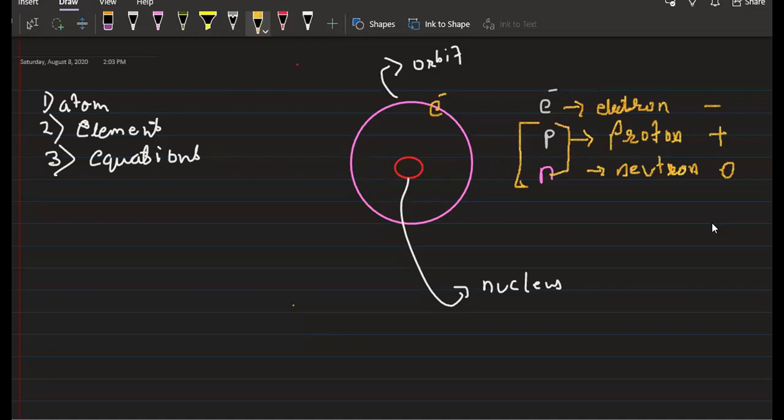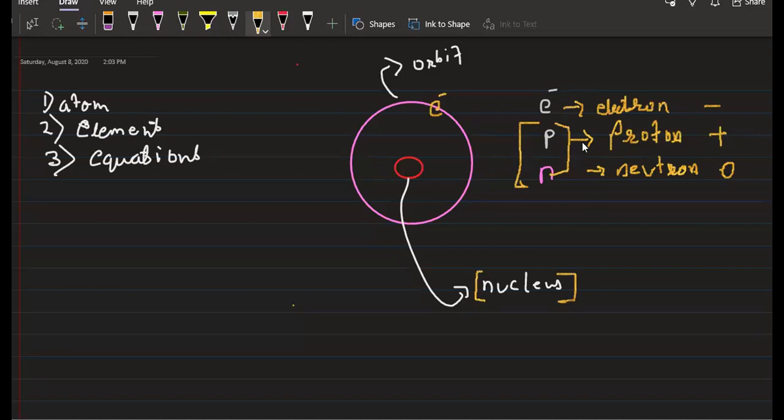Now just think about this. If I'm saying that proton is positively charged and neutron is neutral, what do you think will be the charge of the nucleus? Everyone, just think about this. Anyone else? Everyone should answer. Charge of the nucleus.